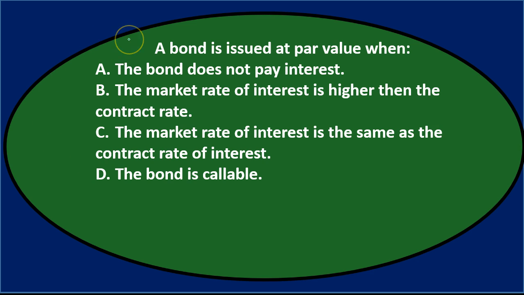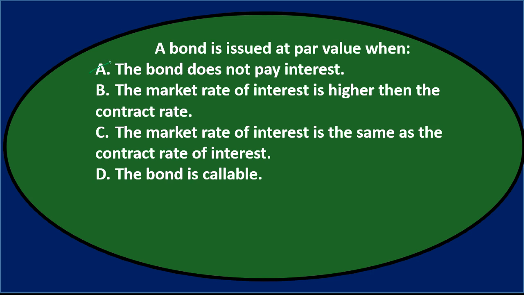So if we go through the process of elimination, a bond is issued at par value when. At par value, it means it's going to be issued basically at the face amount of the bond. So when would that happen? Either A, the bond does not pay interest. That's unlikely because pretty much all bonds pay interest. Who's going to give us money unless we pay them interest for the rent on the money? So that's not the case.